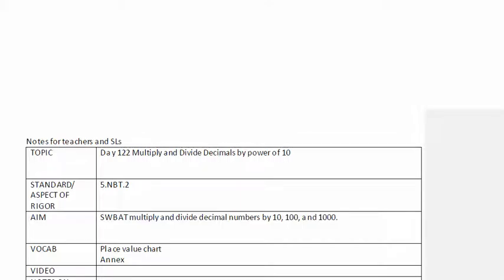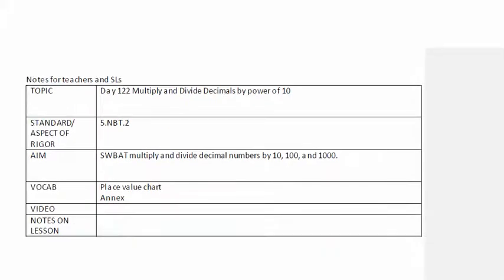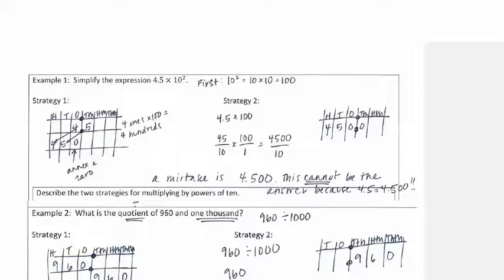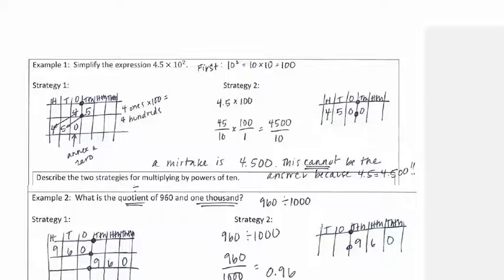Right, this is day 122, multiplying and dividing decimals by powers of 10. Some key things we want to stamp with students today are that there are multiple strategies for solving these. However, both of them use a place value chart. So showing your work today means, again, using a place value chart. Make sure that you use a place value chart.